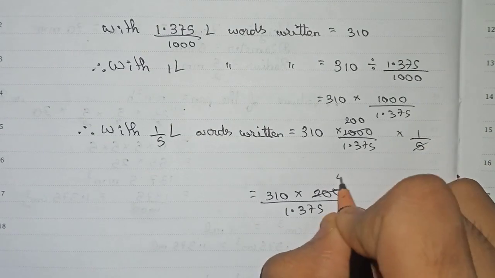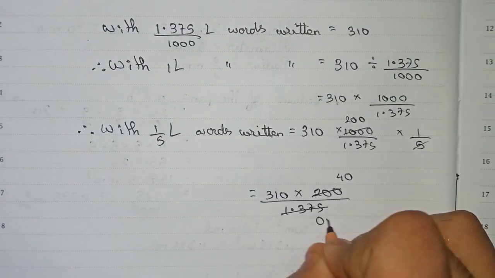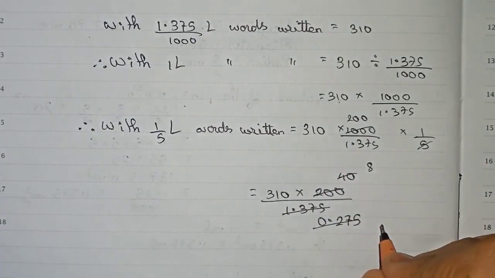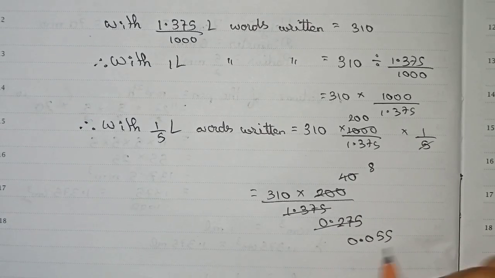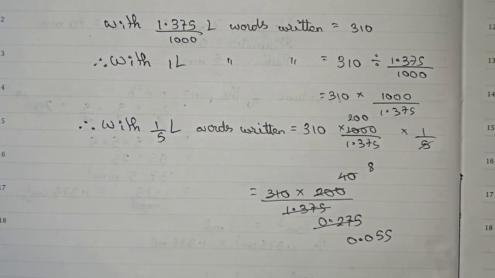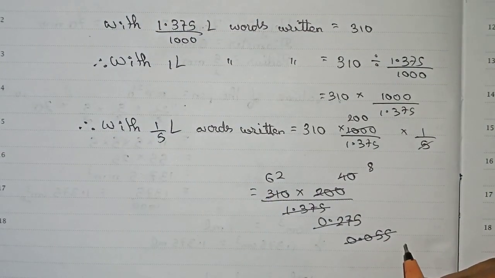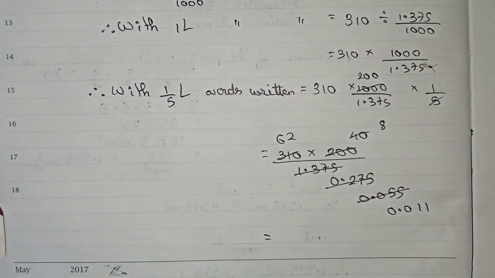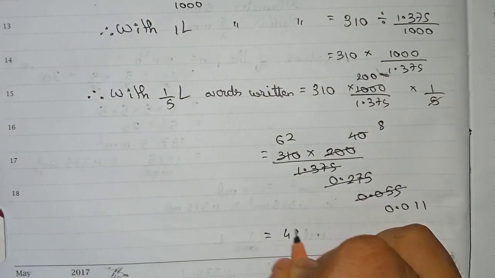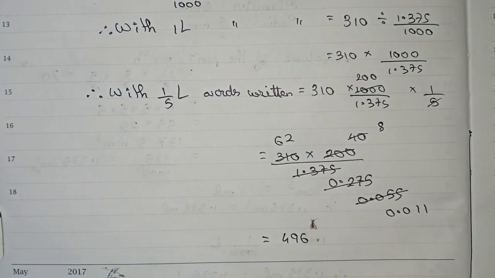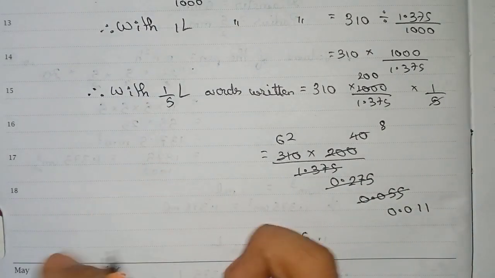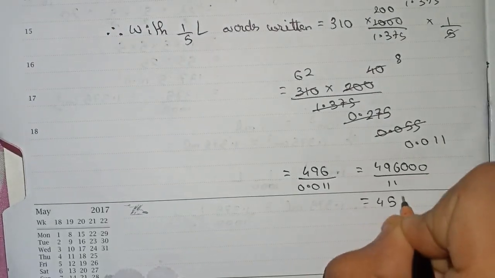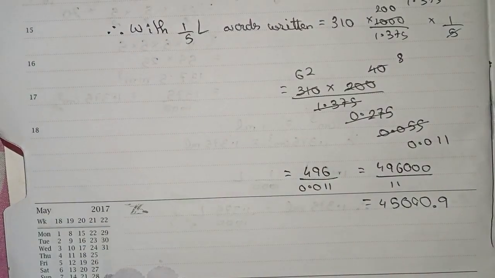So 200 cut by 5 becomes 40, and here it becomes 0.275. So again I cut by 5, here it becomes 8, and here it becomes 0.055. Now this number we cut by 5 only, so it becomes 62, and it will become 0.011. So 62 into 8, 62 into 8 becomes 496, so it becomes 45090.9 something like this. It will continue.